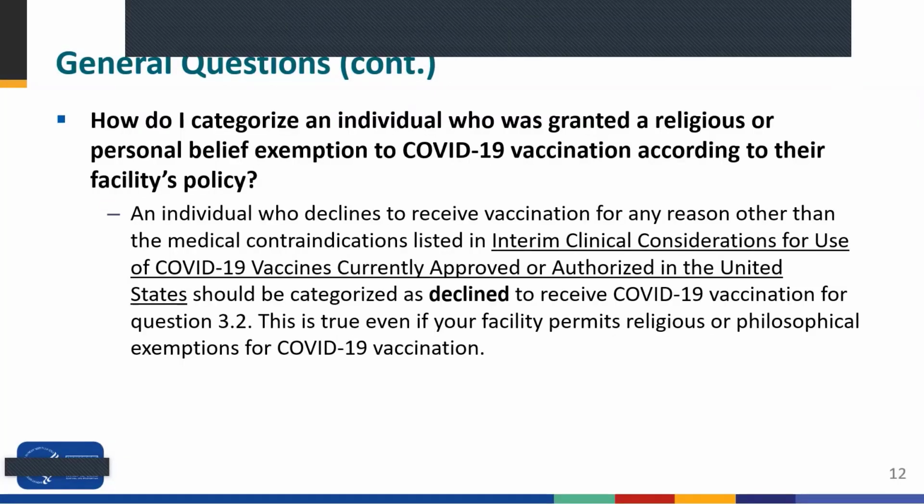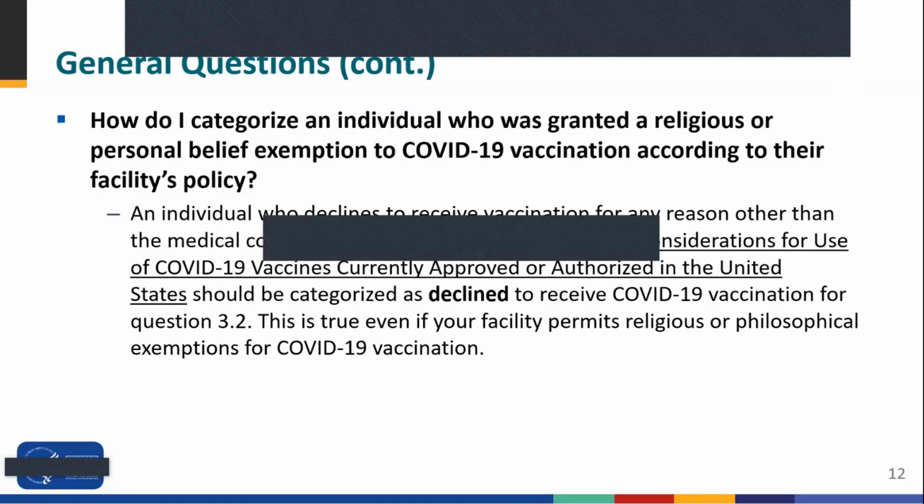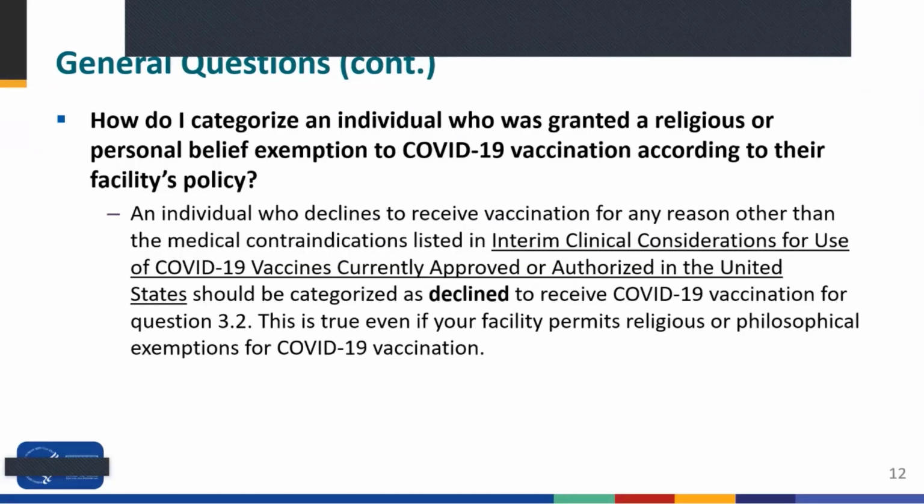Sometimes individuals are granted a religious or personal belief exemption to COVID-19 vaccination according to their facility's policy. Facilities have asked about how to categorize these individuals. Please note that an individual who declines to receive vaccination for any reason other than the medical contraindications listed in the CDC guidance should be categorized as declined to receive COVID-19 vaccination for question 3.2. This is true even if your facility permits religious or philosophical exemptions for COVID-19 vaccination.